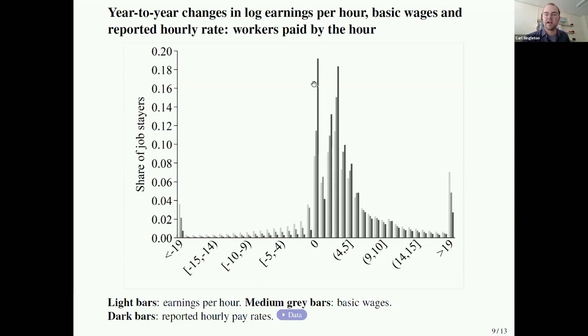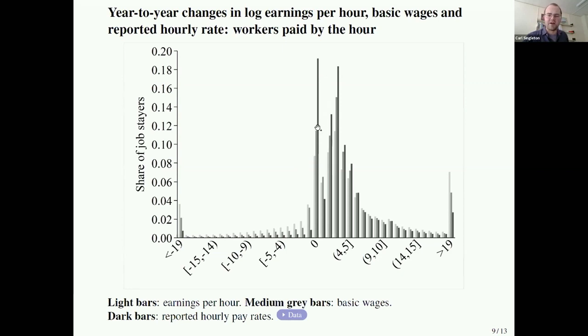But researchers since haven't generally been able to look at this when they've looked at payroll and administrative data. But even for these workers, it's important to realize that even though it looks like they're not having many wage cuts, which would suggest downward nominal wage rigidity, firms, it appears, can still cut these workers' pay and their cost of labor. Because even though they're hourly paid workers, they still have relatively frequent cuts in their earnings per hour and their basic wages.